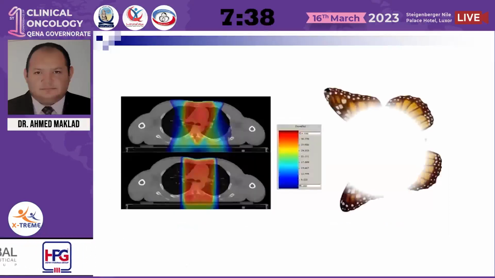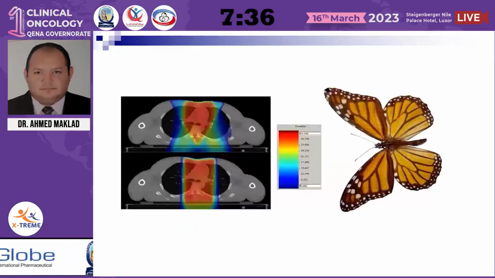And this is the shape of the butterfly. If you notice this one, it is like a butterfly. The eyes are the color wash, and this is the difference between the arc therapy and also the ABB.